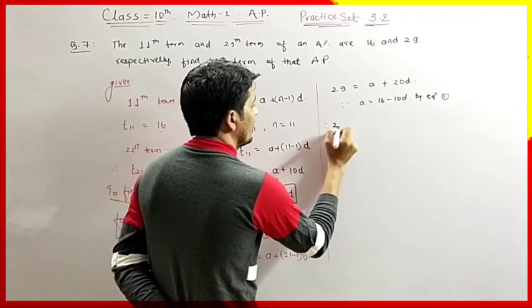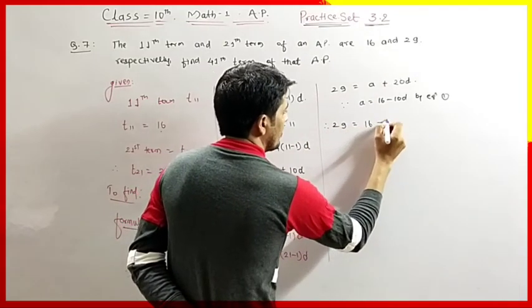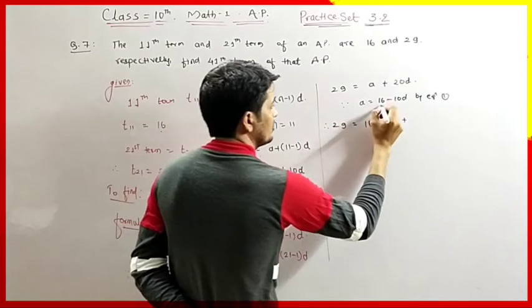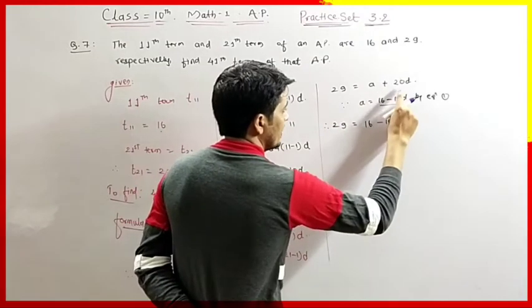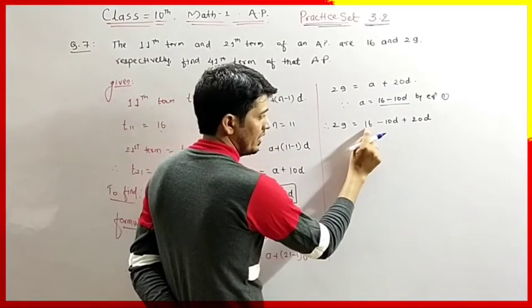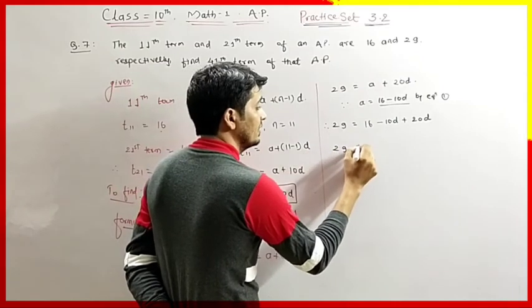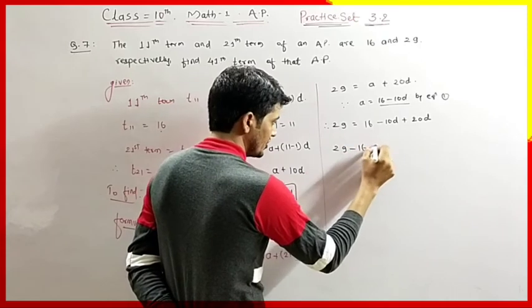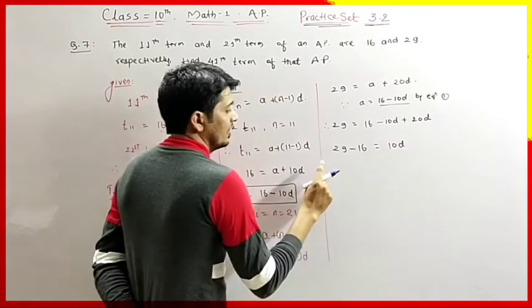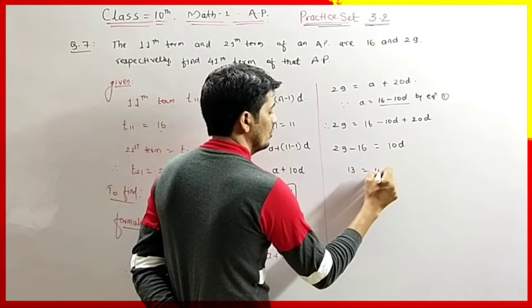Therefore 29 equals a, and a is 16 minus 10d. See, in place of a we replaced this value. Then we have plus 20d. This 29 we have to transfer to the other side, so it will come in negative form. So 29 minus 16 equals, see, 20d minus 10d is 10d. 29 minus 16 is 13. So we can write 13 equals 10d.